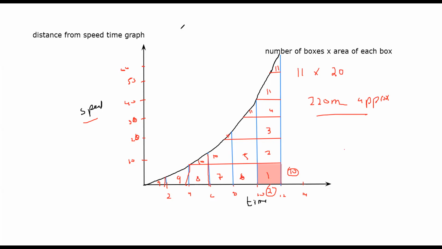But if you use the formula distance is speed multiplied by time, that is wrong. Why? Because this speed is not a constant speed, speed is continuously changing. So you cannot use a formula to solve. Whenever a question is related to a graph, don't use a formula. Always use the area under the graph to find the distance traveled. Is it clear?